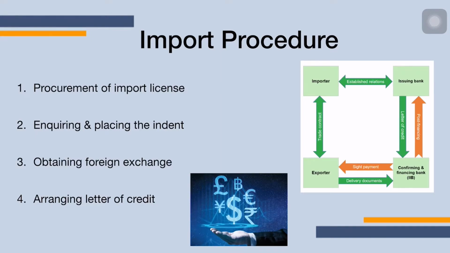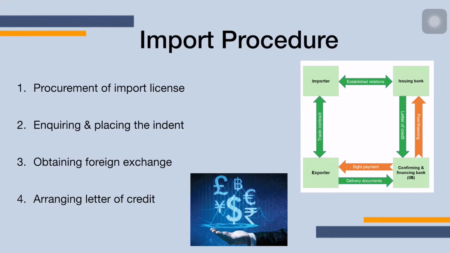Import procedure. Now, these are quite similar steps to those we discussed in the export procedure. If you have listened carefully to the export procedure, this topic will look very simple to you. So let's start with procurement of the import license. You remember, the export procedure also started with the export license or IEC number. So the first thing you as an importer must have is the IEC number, that is nothing but the importer's license.